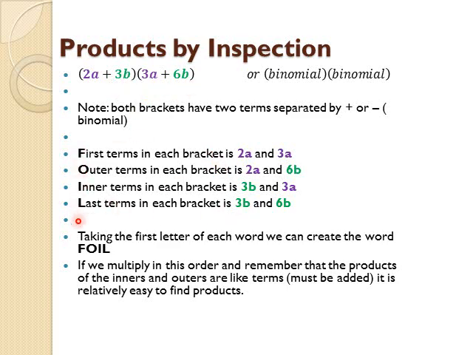Together they form FOIL. So taking the first letter of each word, we create the word FOIL, and we're going to multiply in that order, meaning first by first, then outer by outer, then inner with the inner, and then the two last terms. Alright, so let's look at the first problem.